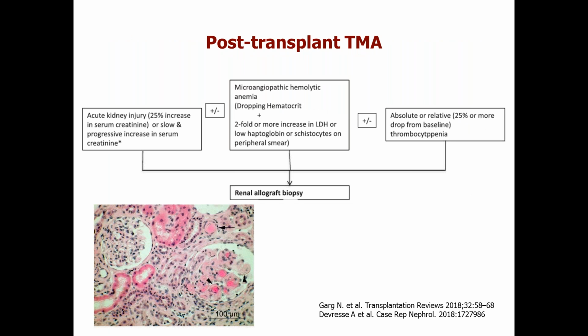In contrast to native kidney thrombotic microangiopathy, post-transplant microangiopathy needs a renal allograft biopsy. So in any case, when there is acute kidney injury or slow progressive increase in serum creatinine combined with hemolytic anemia, increased LDH, low haptoglobin, and a drop in platelets, thrombocytopenia, we should perform a renal allograft biopsy.